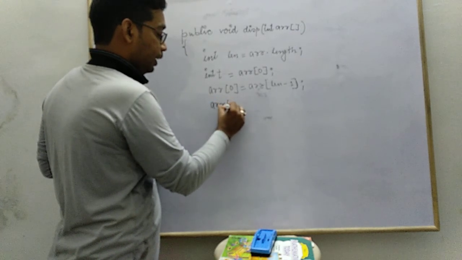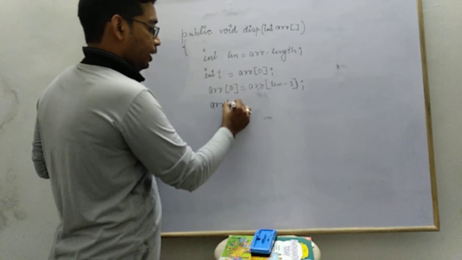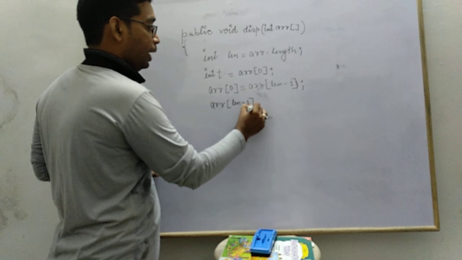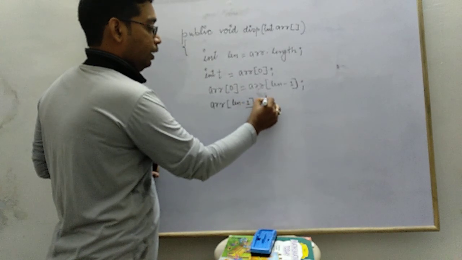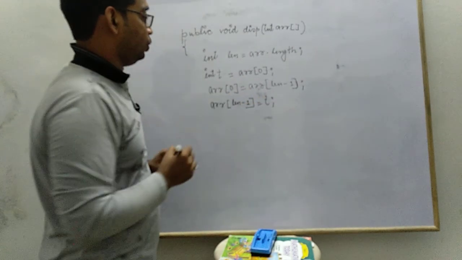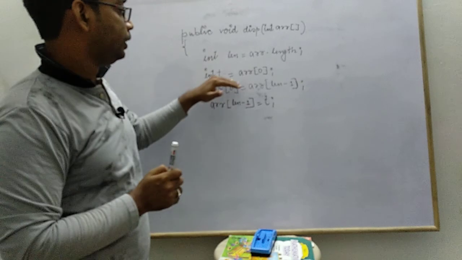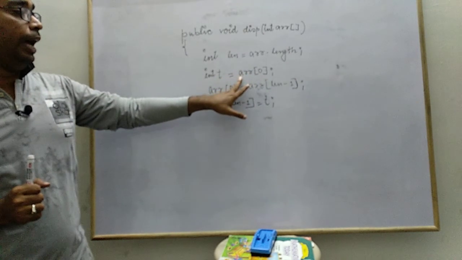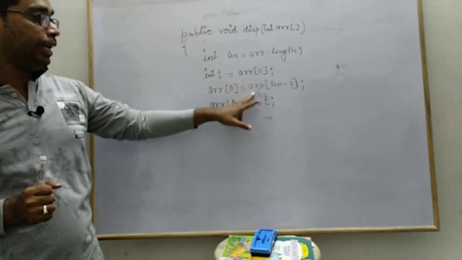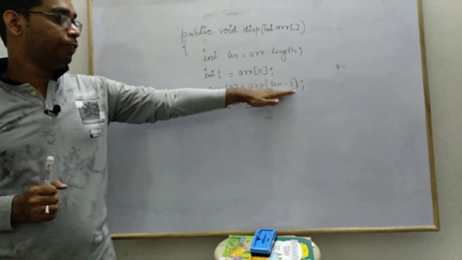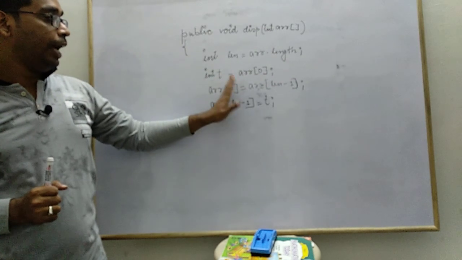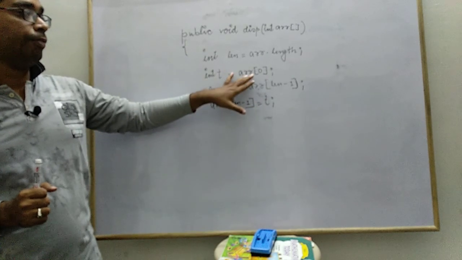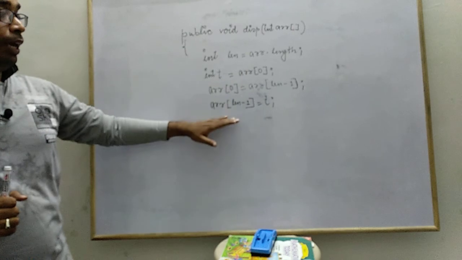Now array length minus 1. At the last place, what will you put now? The value of t. Okay, so the first place is array 0, t came in, then at 0 place the last value will be copied. And in the last place t, that is the value of array 0 place, will be copied.